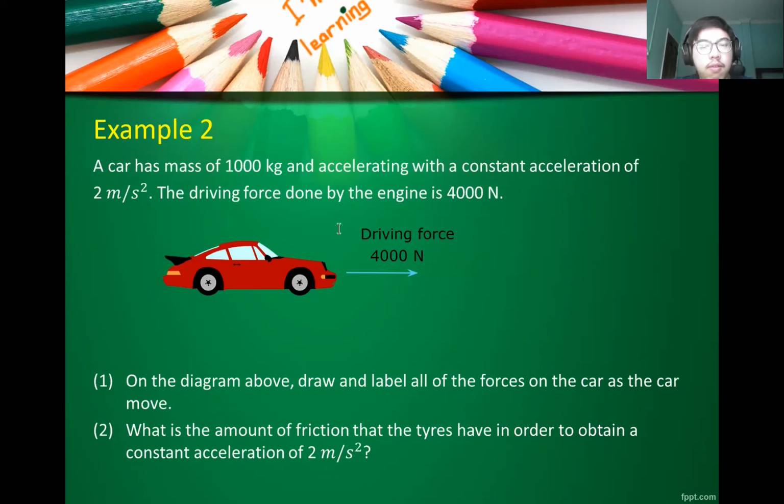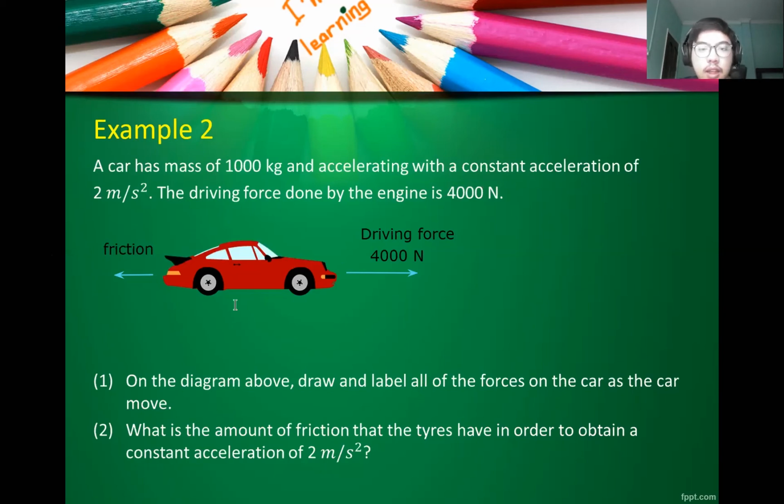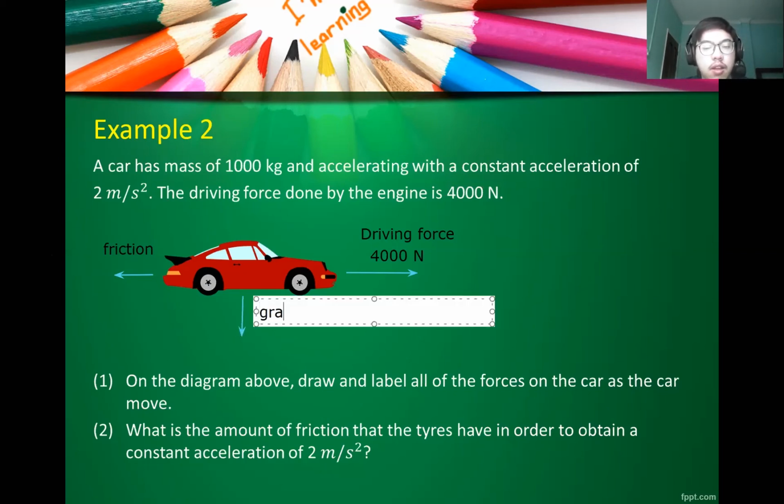Next, you have a second force, of course. What is this force acting opposite to the driving force? This force is called friction. Okay, that's not all. Now the car is on Earth, so you can expect another force. There is a force downwards, and what is this force called? This is called gravitational force or gravity.